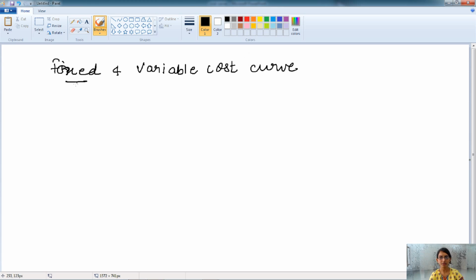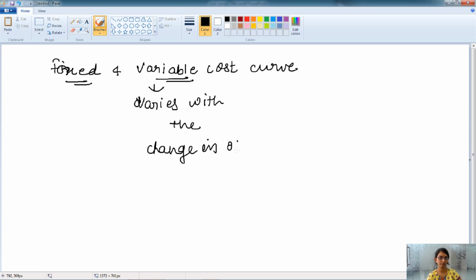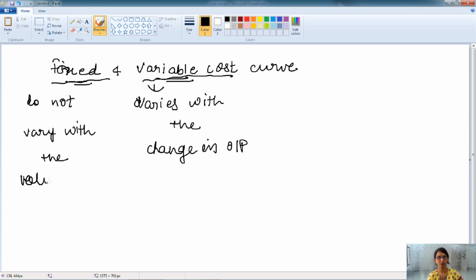Before going into the curves, let's first understand what a fixed and a variable cost is. Variable costs are those costs which vary with the change in output. When we are increasing or decreasing the volume of production, the output, the cost which varies with it is known as the variable cost, whereas fixed costs are those costs which do not vary with the volume of production. So this cost is known as a fixed cost, which is fixed, irrelevant to the volume of production, whereas variable cost varies with the change in the output.